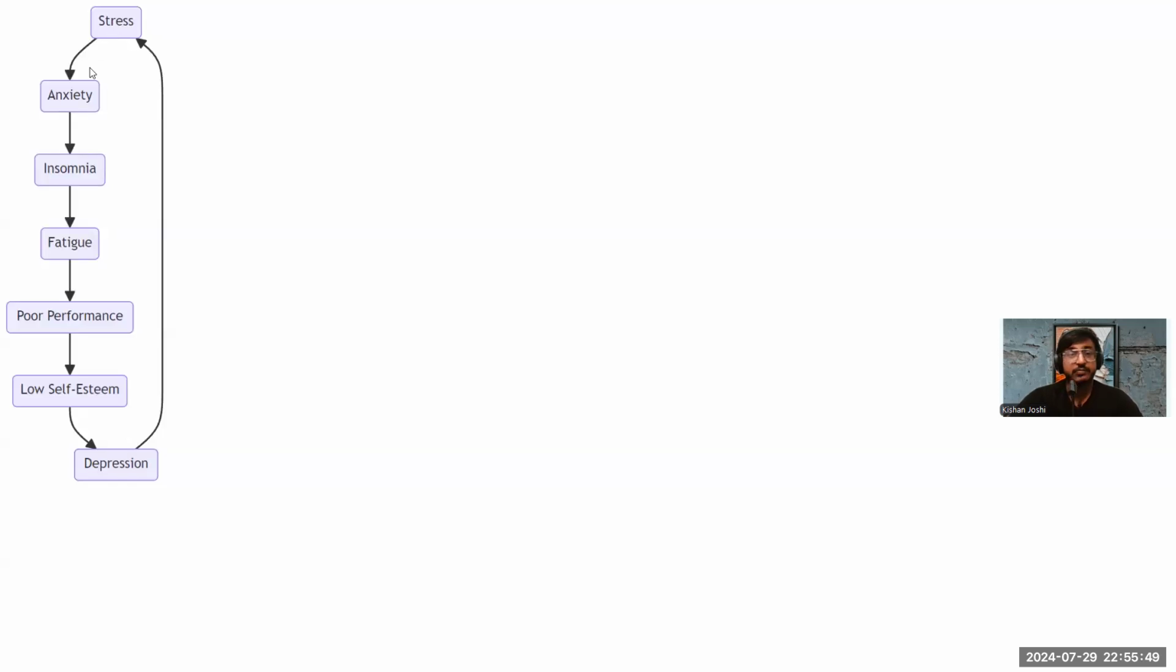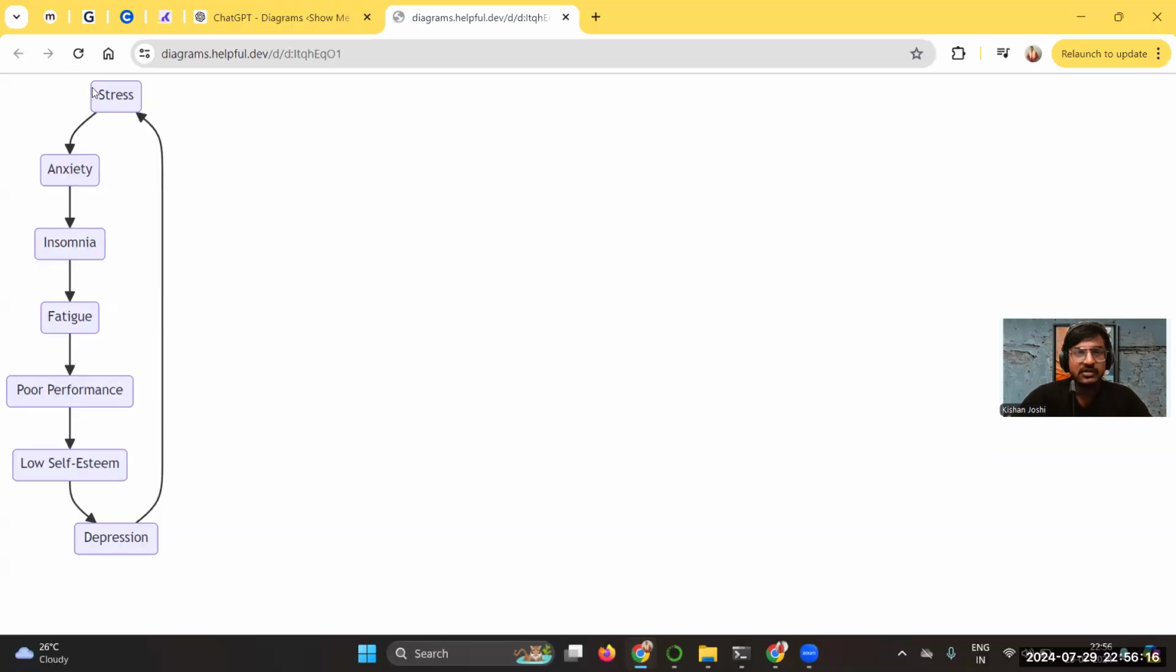If we feel anxiety, we don't get enough sleep, and because we don't get enough sleep, we suffer with insomnia. Because of insomnia, we feel fatigue or tiredness the next day, then poor performance, low self-esteem, depression, and stress. This is a whole cycle. This is a cyclic representation.